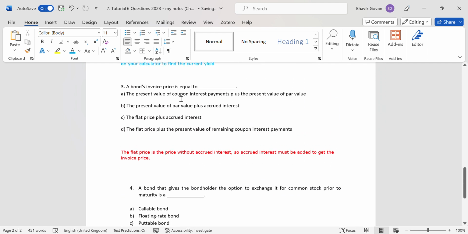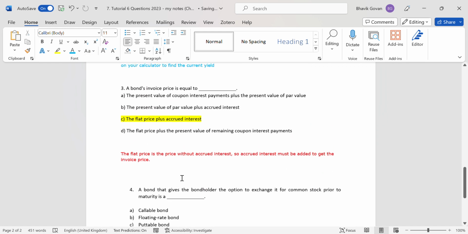Question 3. A bond's invoice price is equal to, so this is a theory question, the present value of coupon and interest payments plus the present value of par value, the present value of par value plus accrued interest, the flat price plus accrued interest, the flat price plus the present value of remaining coupon interest payments. So the answer is actually C. Just a note here, the flat price is the price without accrued interest, so accrued interest must be added to get the invoice price.